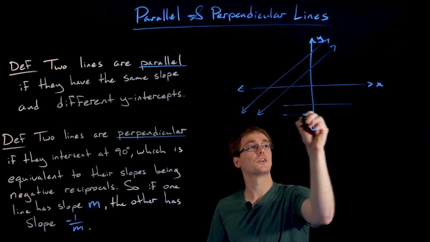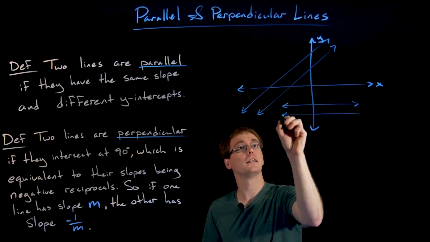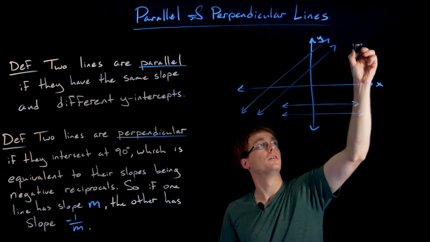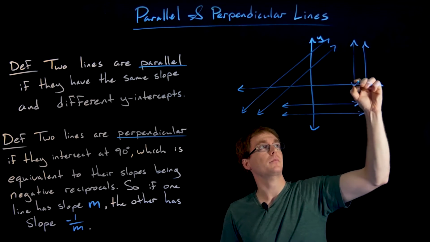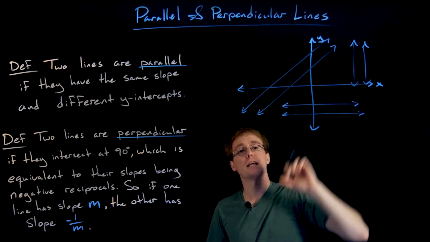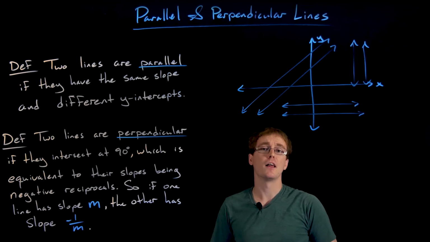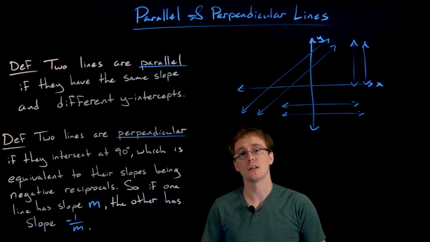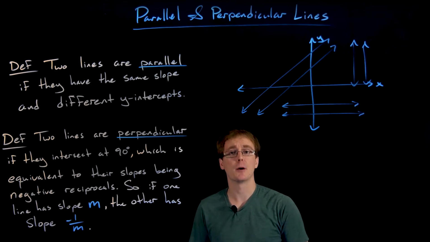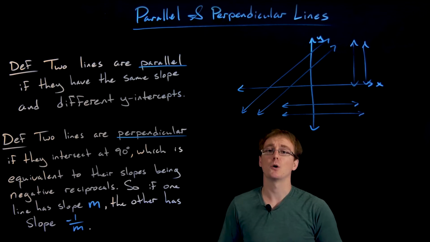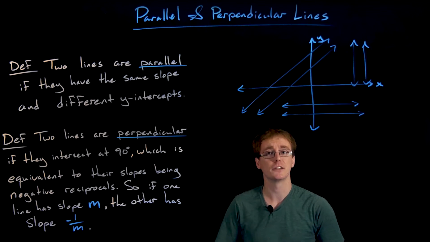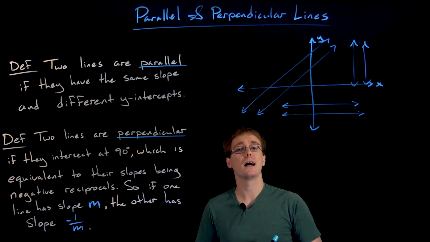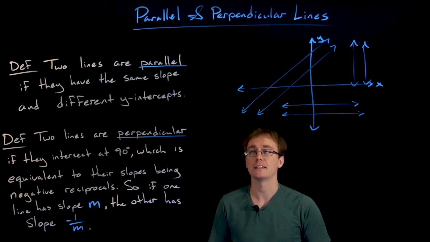Our parallel lines could also be horizontal lines or even vertical lines. So here we have three different sets of lines that are parallel to each other. And one of the important things to remember about parallel lines, which will show up when we start working with systems of linear equations, is parallel lines do not ever intersect each other.